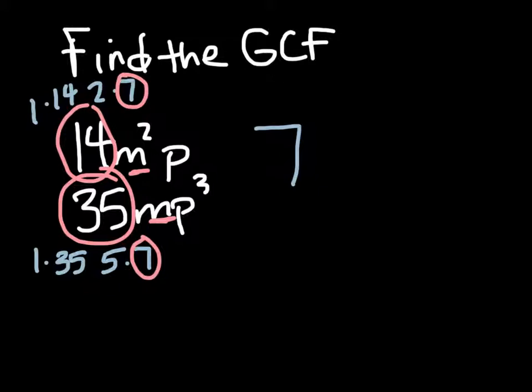Well, they just have m to the first, because m to the second is only with the 14. So m, and then I'm going to look at my last. I have p and p to the third. So I can only have one p because that's the lowest that I have up there with the 14. So this is the greatest common factor for these two.